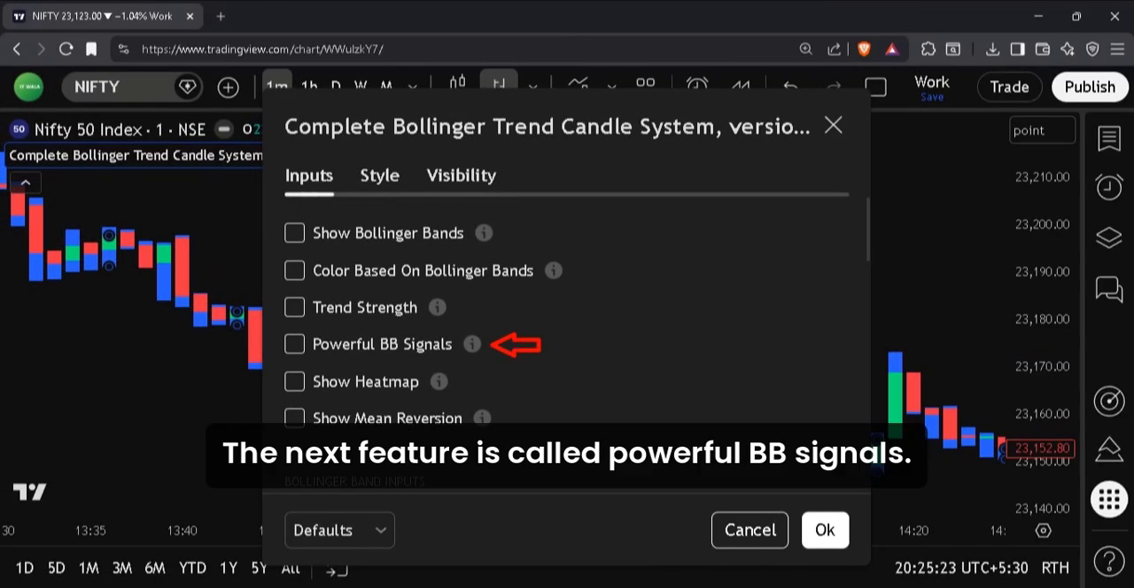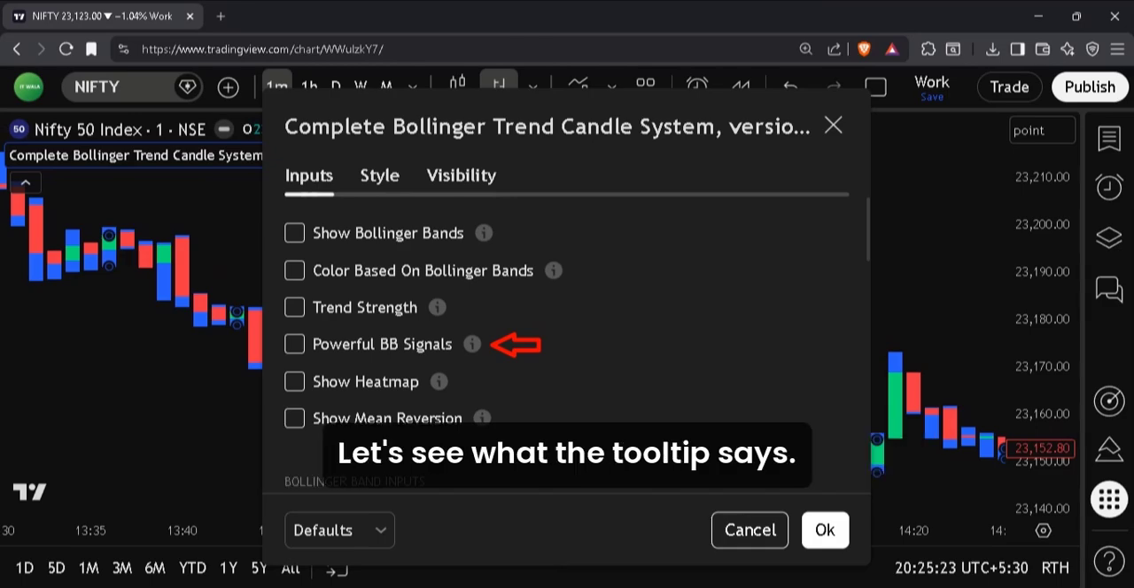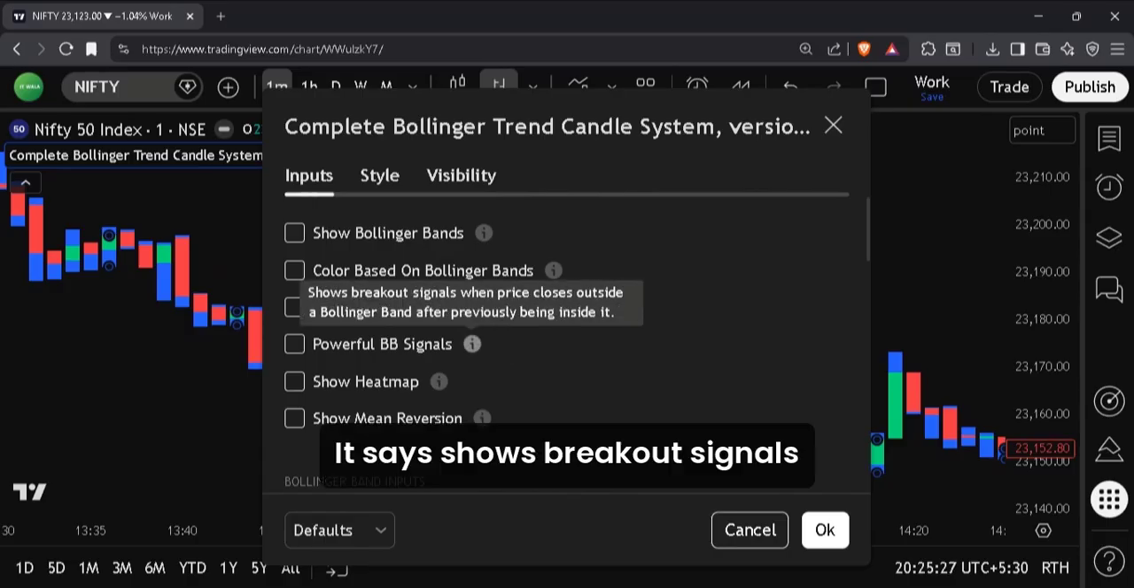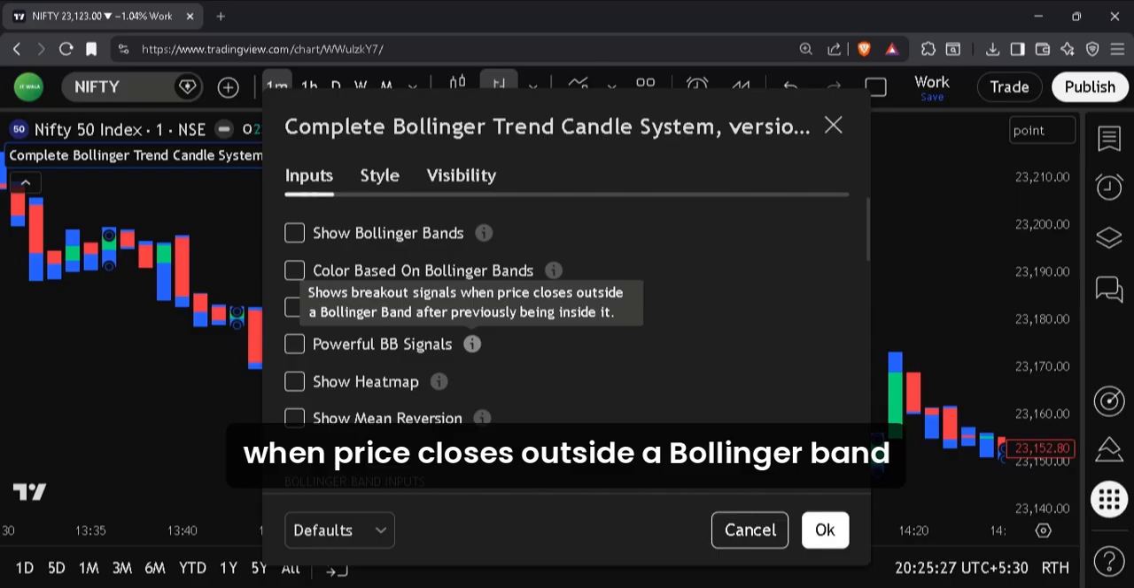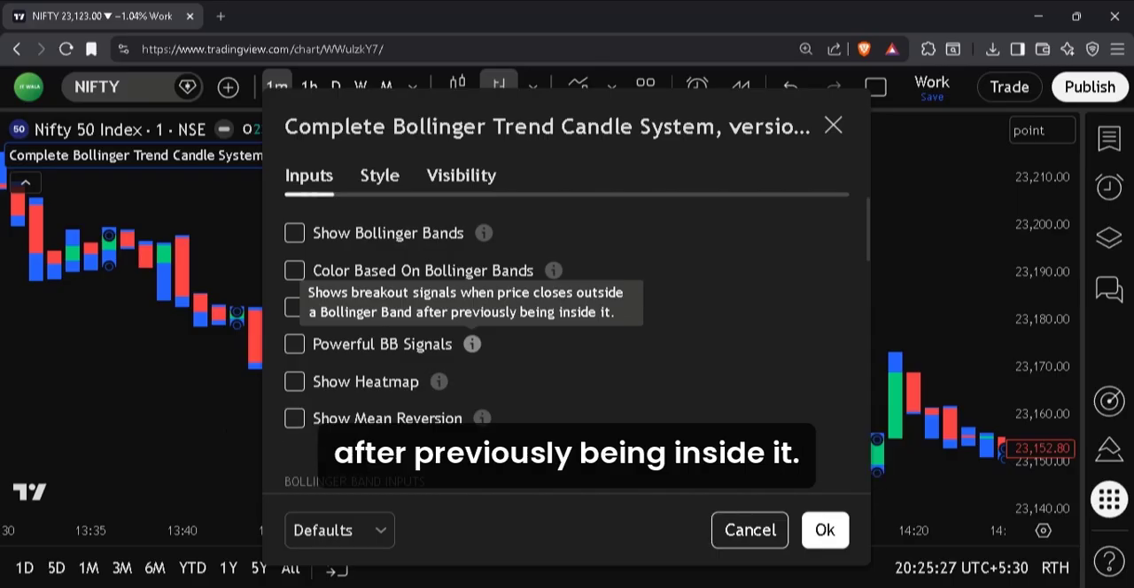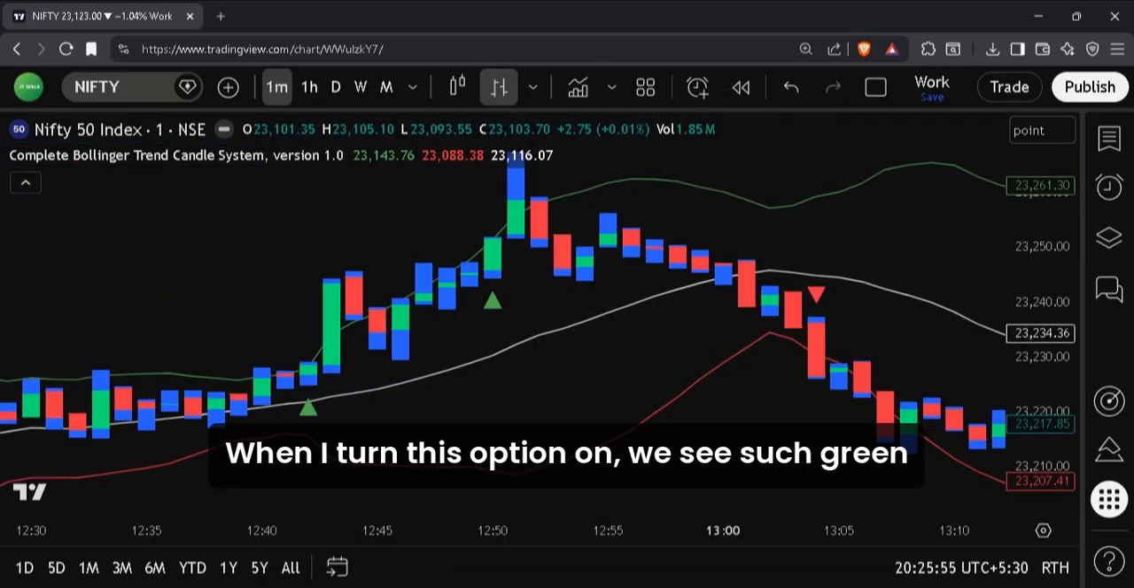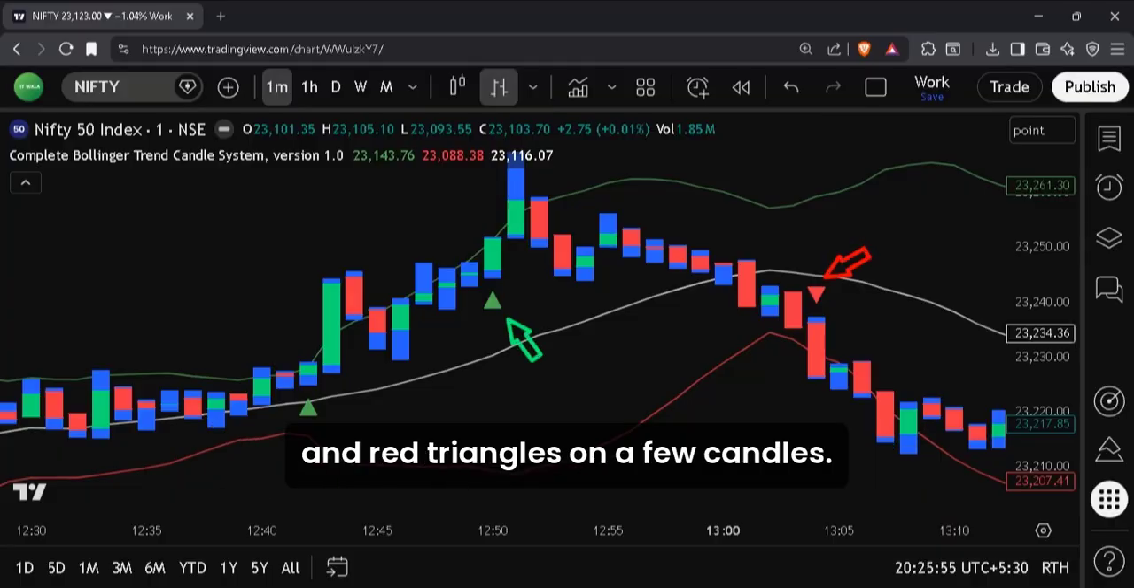Okay. The next feature is called Powerful BB Signals. Let's see what the tooltip says. It says, shows breakout signals when price closes outside a Bollinger Band after previously being inside it. When I turn this option on, we see such green and red triangles on a few candles.